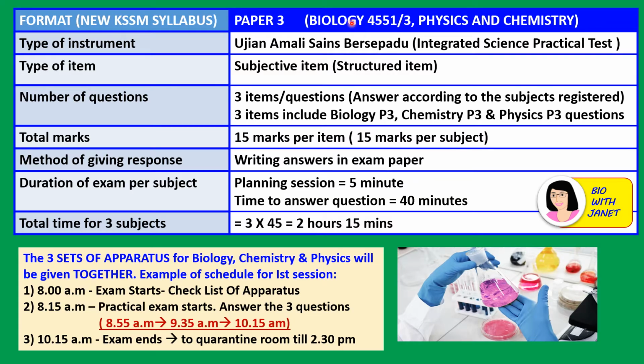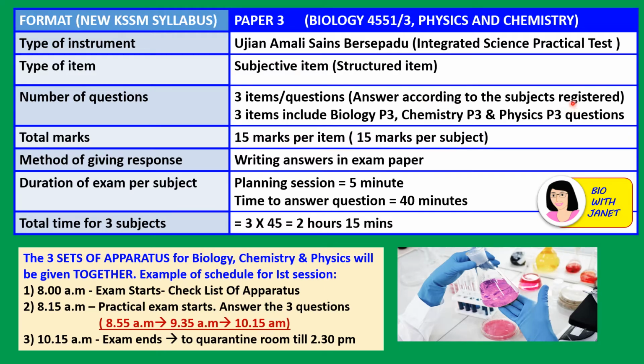So a question will be asked on biology and 1 question for physics, another one for chemistry in the test paper. Now, type of item is that it is a subjective item consisting of structured questions. So the word item here means questions. Now, number of questions, there are 3 items of questions, 3 questions. We answer according to the subjects that we register for.